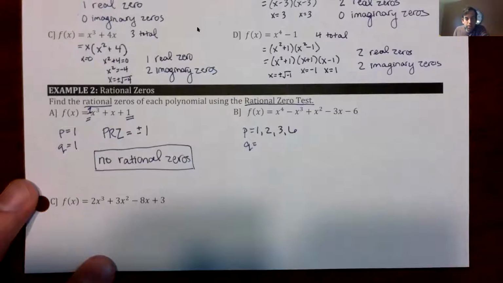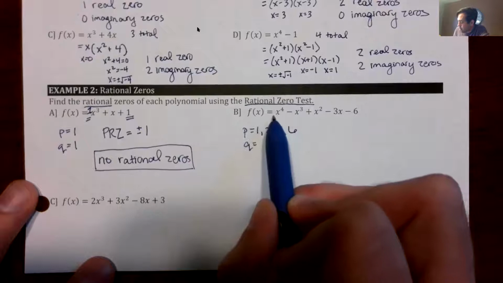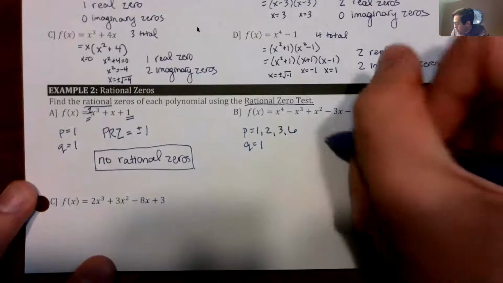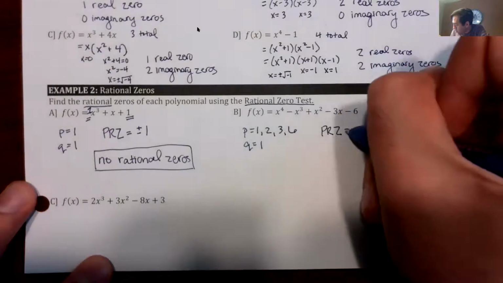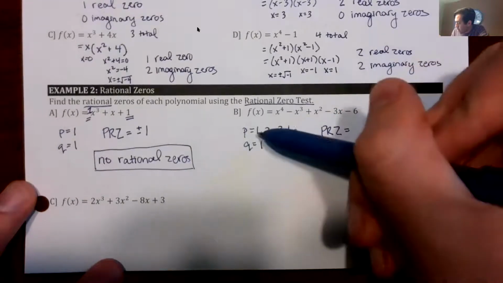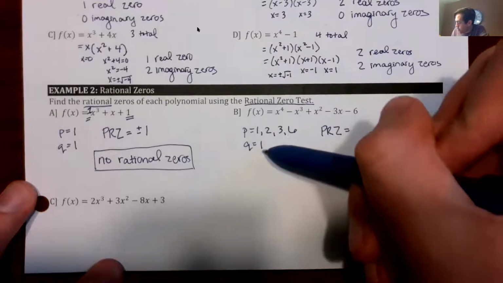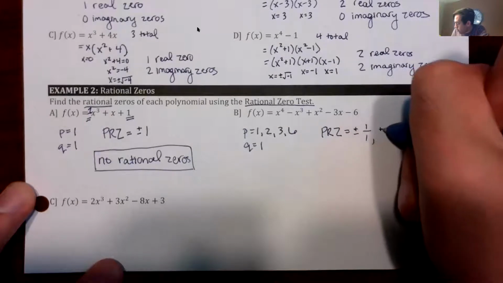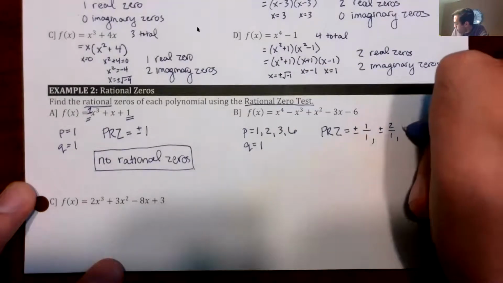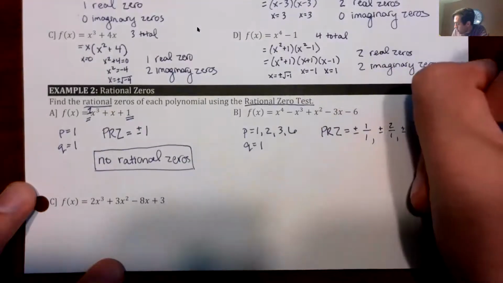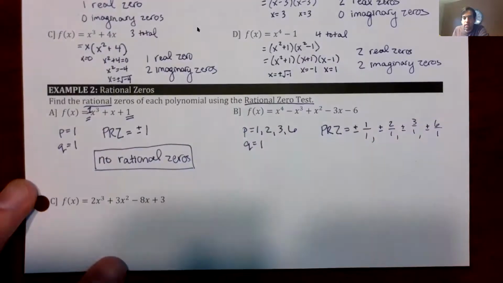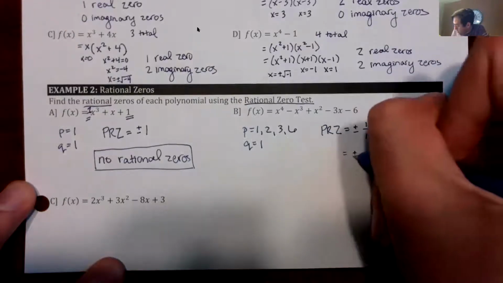For the q's, we're looking for, again, the factors of the leading coefficient, which is 1. So it's just going to be 1. So now if we write out our possible rational zeros, we have to pair up every p with every q. Now there's only one q, it's a 1. So we're going to put plus or minus 1 over 1, plus or minus 2 over 1, plus or minus 3 over 1, and plus or minus 6 over 1. And that's really just 1, 2, 3, and 6, right? So we didn't really need to write the over ones, but I wanted you to see that.